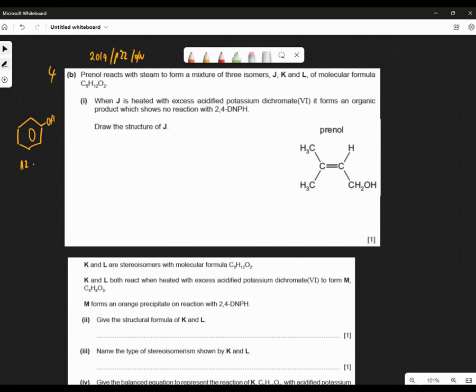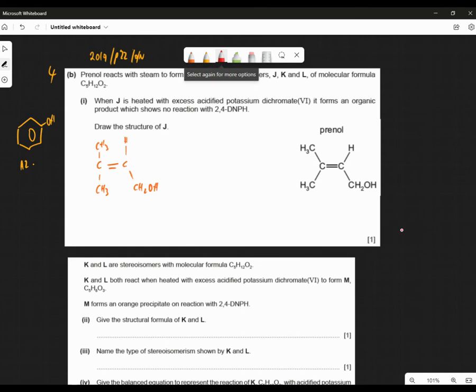Well, I think the first thing we've got to do is draw the three isomers first. So I'm going to draw this prenol here. CH3, CH3, double bond, CH, CH2, OH.